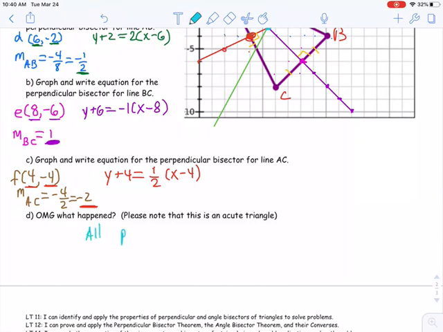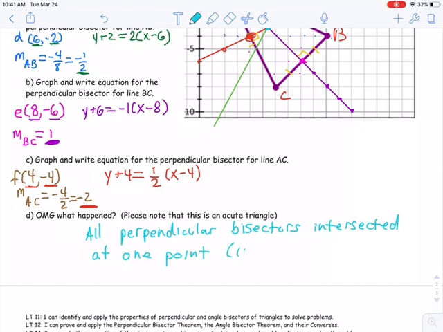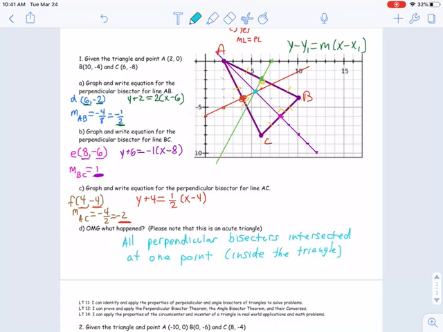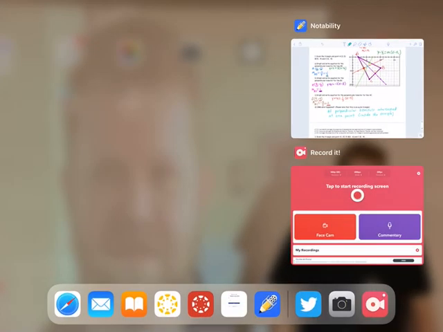All perpendicular bisectors intersected at one point, and this was inside the triangle. Alright, so this is when we start to get juicy. Some crazy things are going to happen. My mind is blown. What are the chances all of them intersect? Alright, and we're going to finish these notes in the next video.